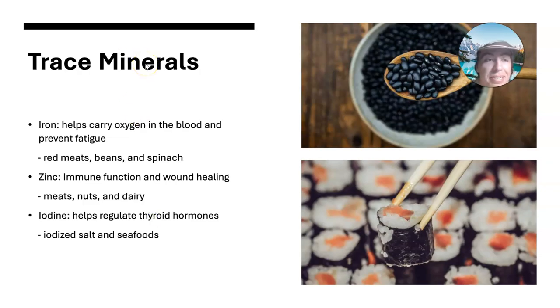Next up, we have trace minerals. Some examples of those are iron, which helps carry oxygen in the blood and helps prevent fatigue in the body. It is commonly found in red meats, beans, such as the top picture, and spinach. Zinc is another example. It helps immune function and wound healing. It is found in meats, nuts, and dairy. The next trace mineral is iodine, and it helps regulate thyroid hormones. It's commonly found in iodized salt and seafood, such as sushi, pictured in the bottom picture.